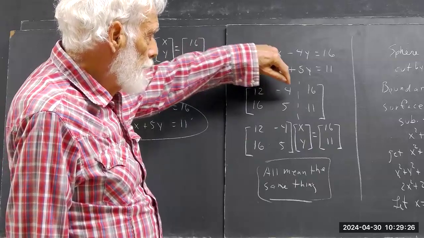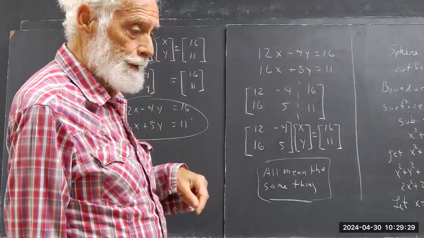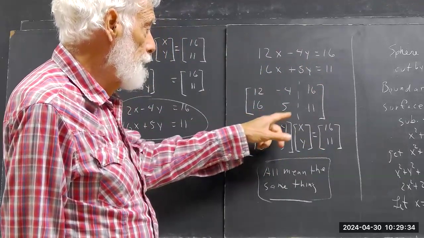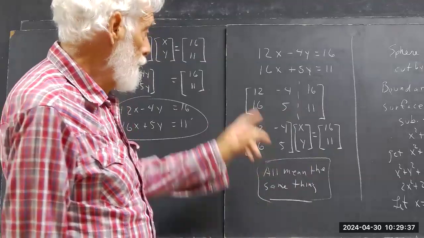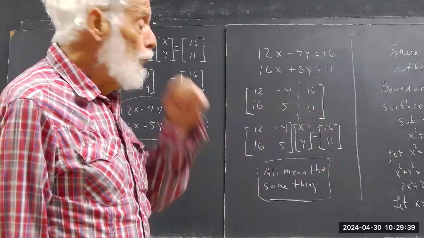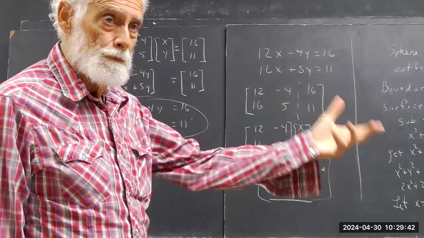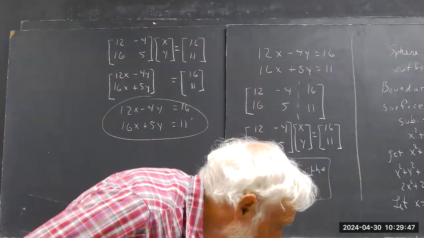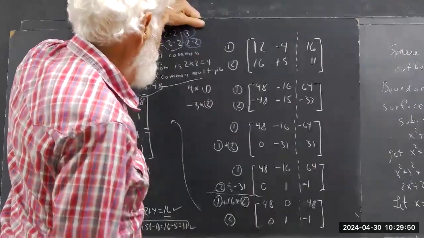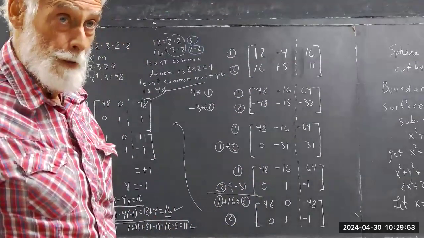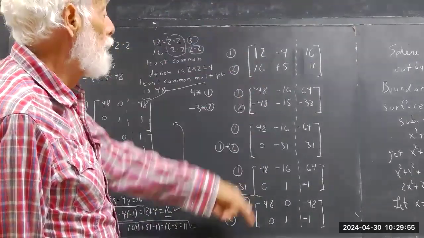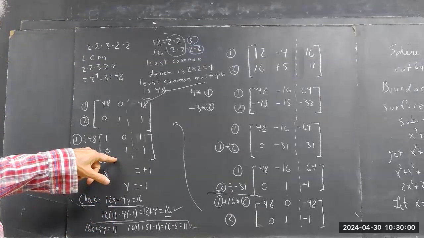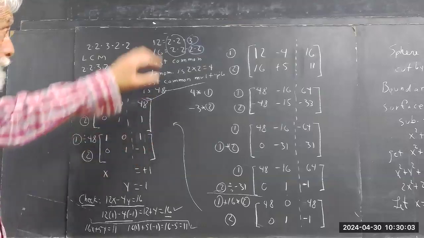You'd write 12 comma -4 comma 16. Then a semicolon to show you these go to the new row, and 16 comma 5 comma 11. And you put brackets on either side. And you'd say, reduce this. And what it would do is just this. Okay? It might even show you the steps, but it'll at least show you the final matrix. And then you know that means x equals 1, y equals negative.